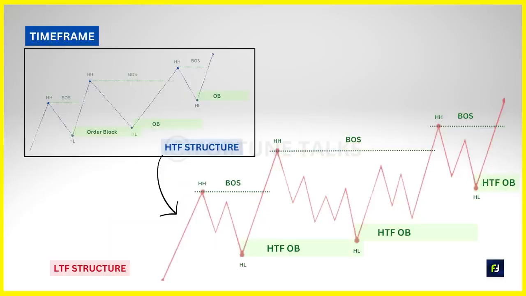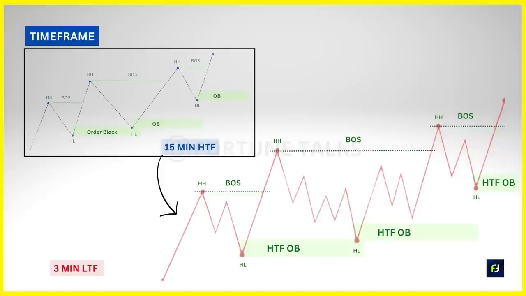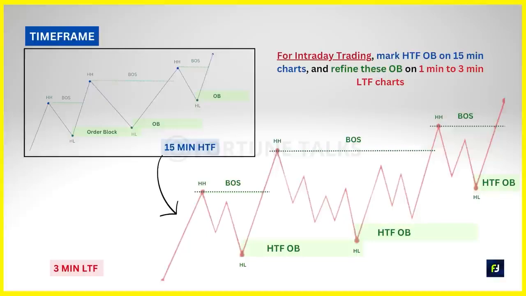Once the higher time frame order blocks are marked, then we can turn to our lower time frame charts to refine our order block for better entry prices. For example, if you are an intraday trader, then you can mark valid order blocks on your higher time frame, which is 15 minutes. And once you're done with marking the order blocks, you can go down to your lower time frames such as 1 minute, 2 minute, or even 3 minute charts and refine your order block for taking better trade entries. This is called lower time frame order flow refinement. This method will help you analyze the trend and take positions with better reward to risk.